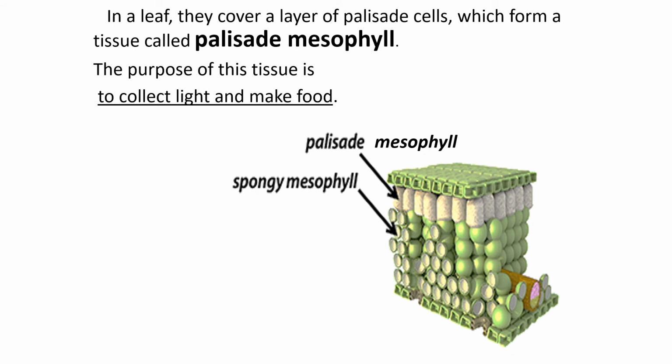You can see down in the picture we have the palisade mesophyll. As I said, it is a tissue. This tissue is formed from what? From palisade cells. Their purpose is to collect light and make food. You can see in the picture also I have something called spongy mesophyll. So let's know about this spongy mesophyll.